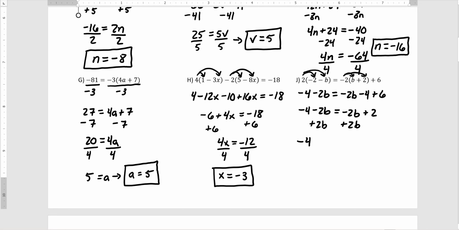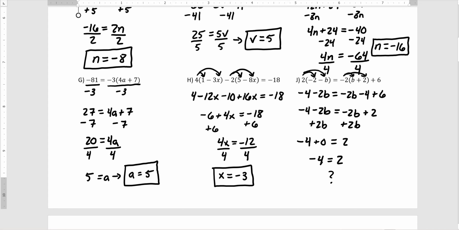Wait a minute. Negative 2b plus 2b, wouldn't that just give me 0? So this is going to be negative 4 plus 0 equals, and these I just undid, 2. So negative 4 equals 2? Well, that's not true. Huh.